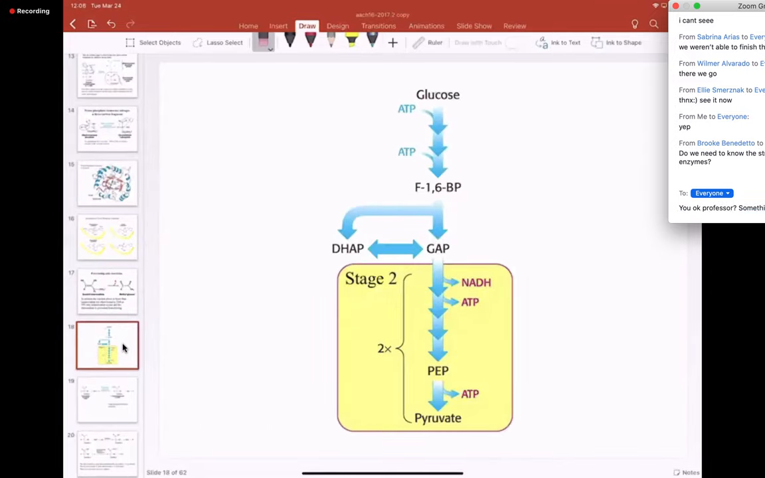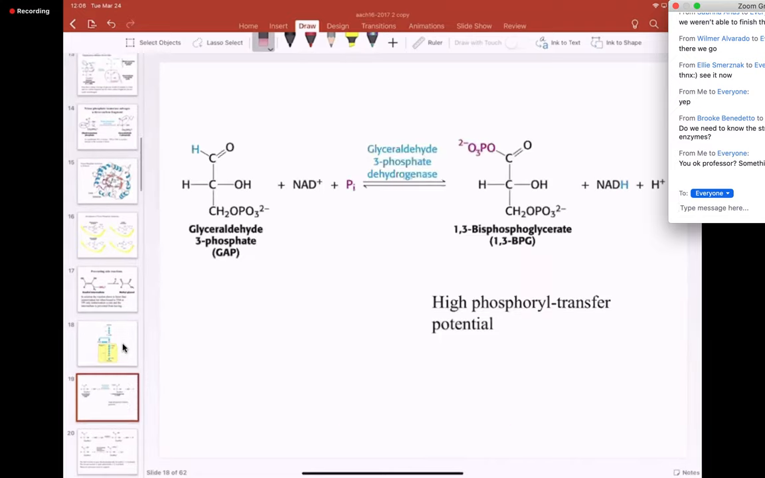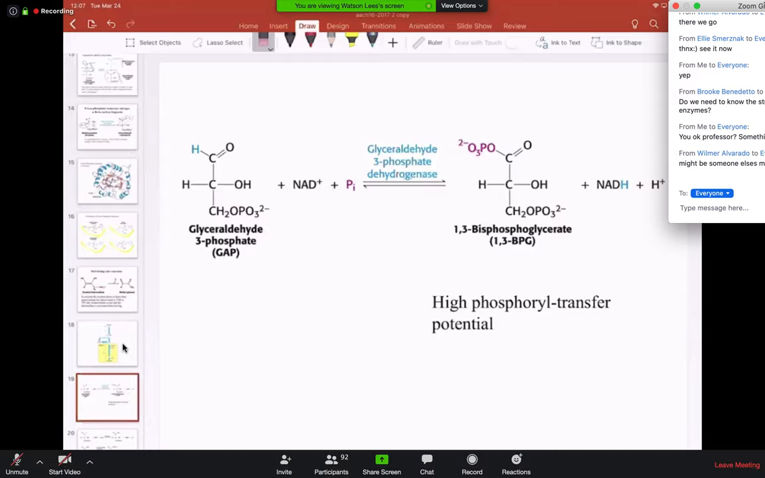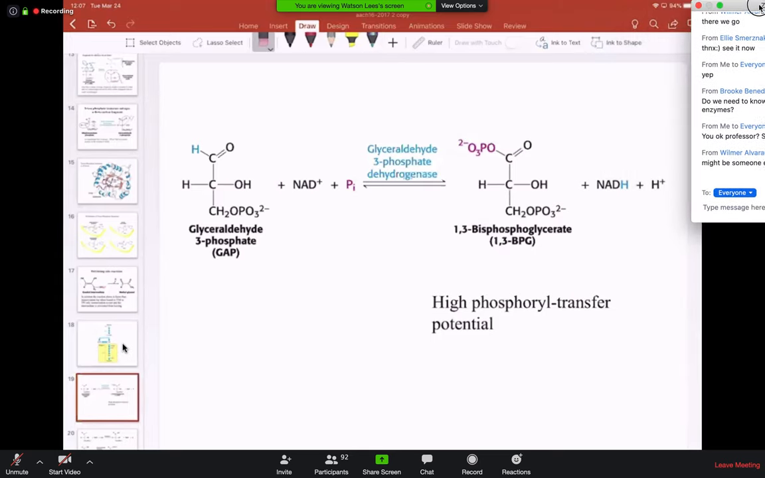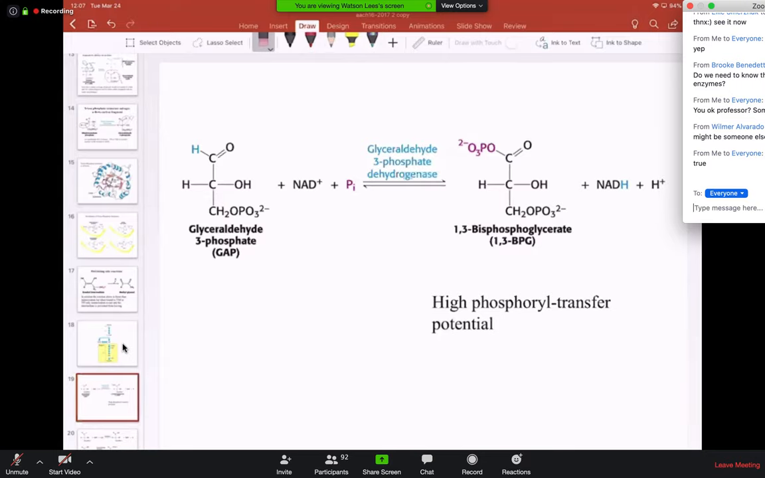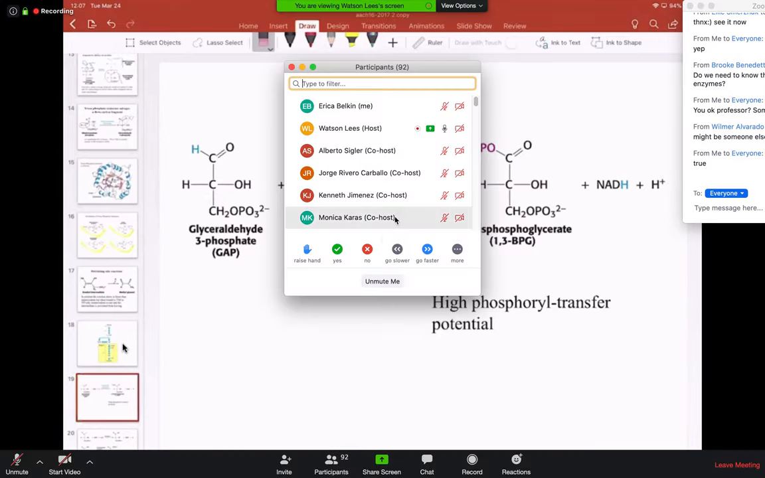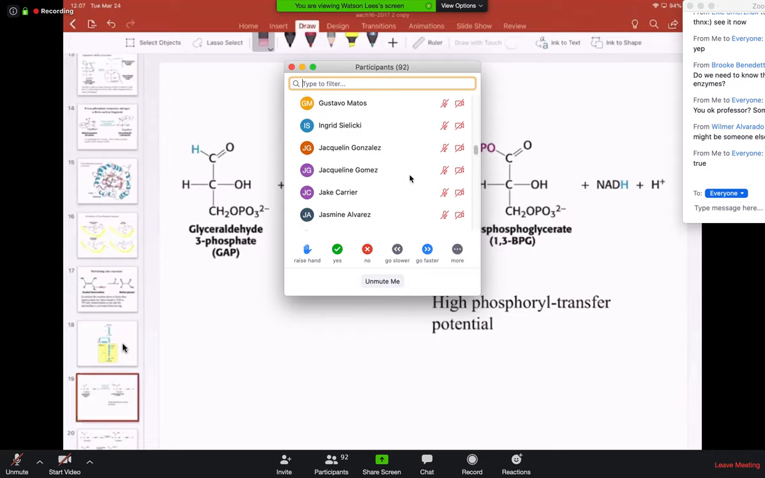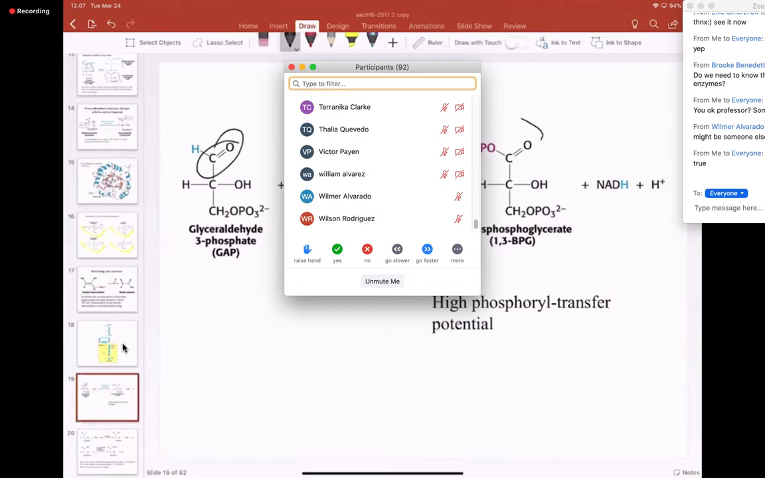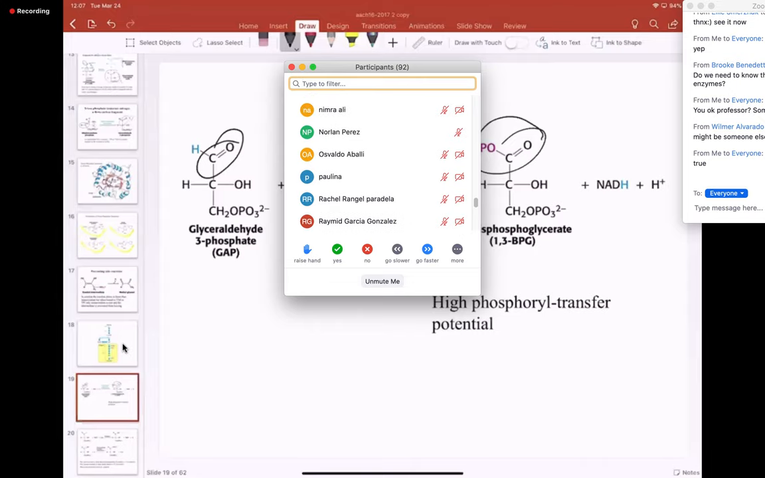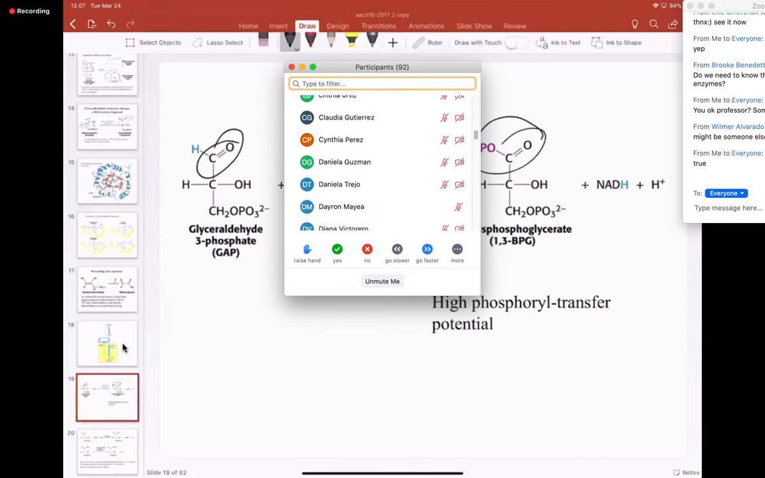That covers the first part of glycolysis. What we're going to do now is take a quick look at the second part of glycolysis. Shown here is the second part. In this case, you have glyceraldehyde 3-phosphate dehydrogenase. Here, what happens is we have glyceraldehyde 3-phosphate and we have NAD. You oxidize the carbon from the aldehyde to the carboxylic acid. And in this case, you also make a high energy phosphate bond.